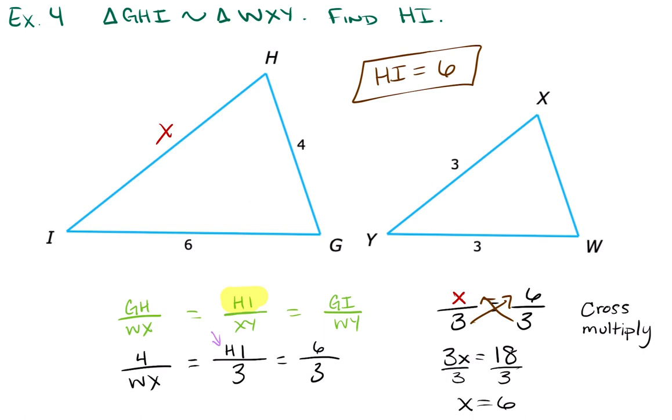Okay, that's 2 examples of how to find an unknown angle measure or find a missing side if you're given that the 2 shapes are similar.